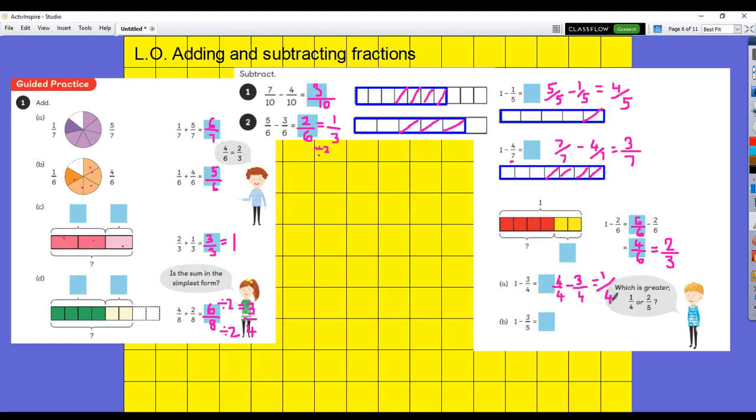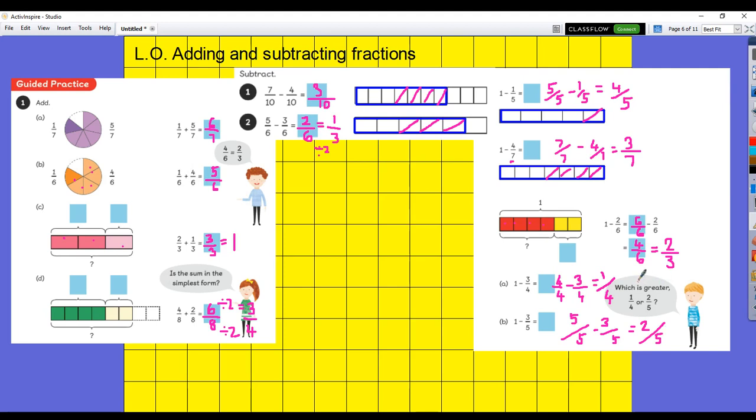Okay? And then we have 1 whole, which is going to be 5/5, take away 3/5. What's that going to equal? I know that if we were in school right now, you'd be shouting the answer to me, and it's going to equal 2/5.